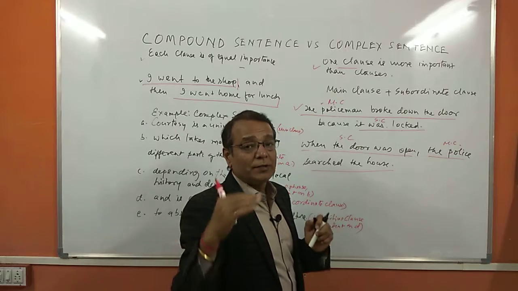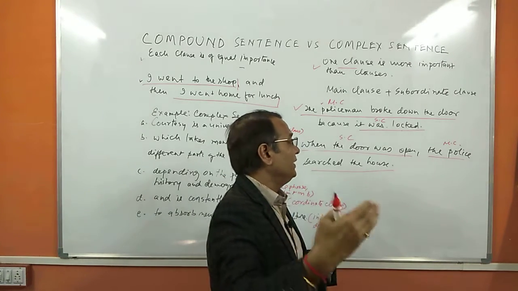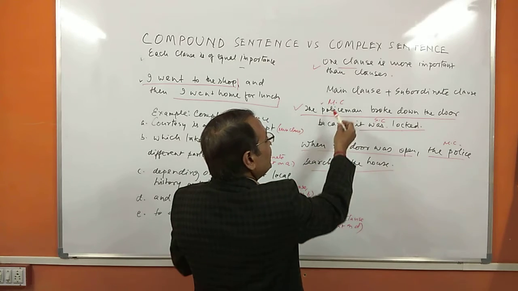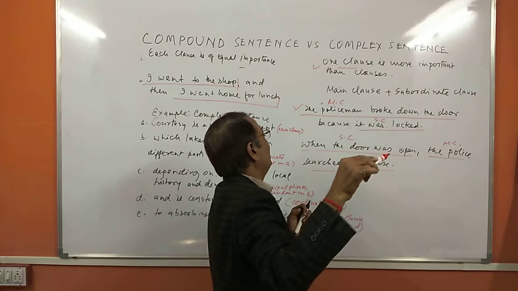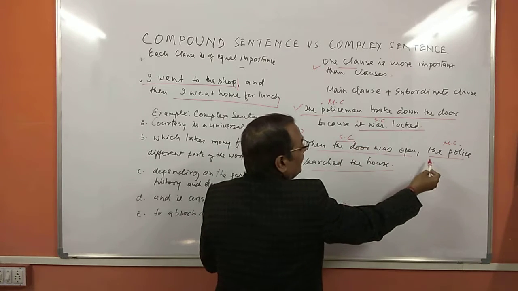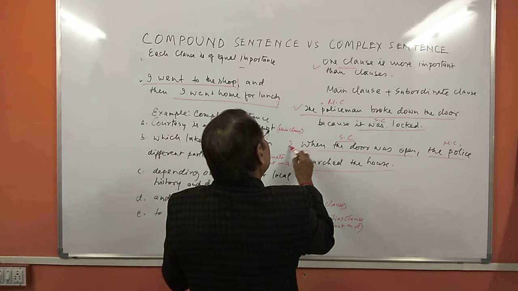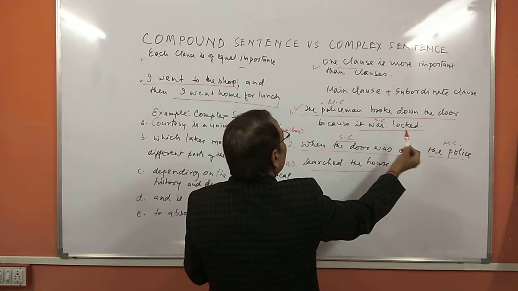There will always be in complex sentences a main clause and subordinate clause or coordinate clauses. So these things you have to keep in mind. But the grammar rule is this also: you can use the subordinate clause first, then the main clause also. In the first sentence I mentioned, the policeman broke down the door because it was locked.